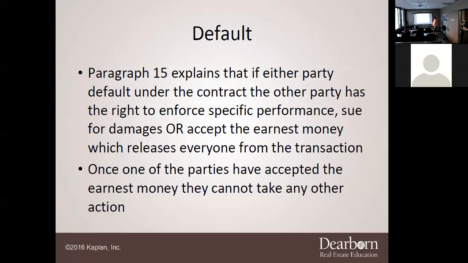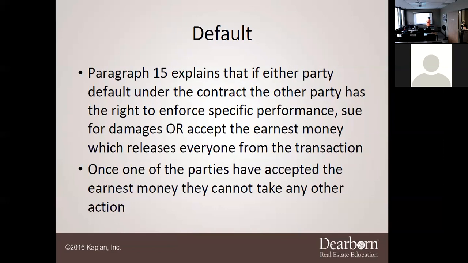All right, default. Paragraph 15 explains that if either party defaults under the contract, the other party has the right to enforce specific performance, sue for damages, or accept the earnest money, which releases everyone from the transaction. You will see paragraph 15 a lot, in other classes and in other paragraphs too, where it basically says if this occurs, the seller has the right to paragraph 15. That means if the buyer defaults, the seller can take the actions recorded in paragraph 15.